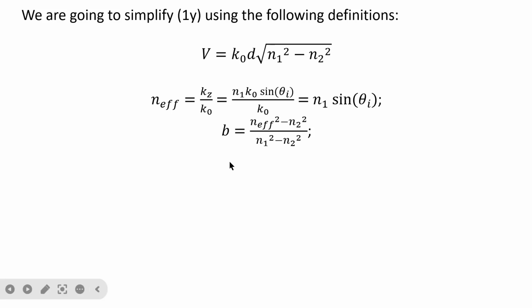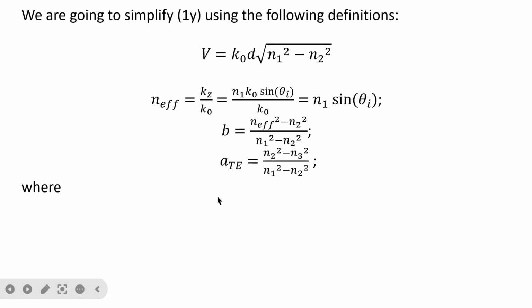And one more parameter, b. b is equal to this one, n_eff square minus n2 square divided by the square of the numerical aperture. And a of TE here represents the asymmetry factor. And this asymmetry factor accounts for the difference between the top layer and the bottom layer, between the top cladding layer and the bottom substrate layer.